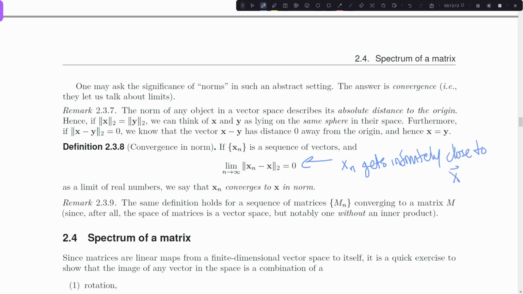Okay, suppose I have x. This says x_n gets infinitely close to x in an arbitrary normed space. Normed space. That's what that's saying. You'll have to excuse my spelling on normed.